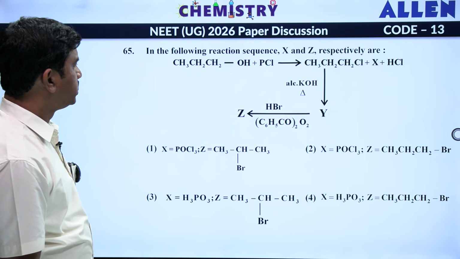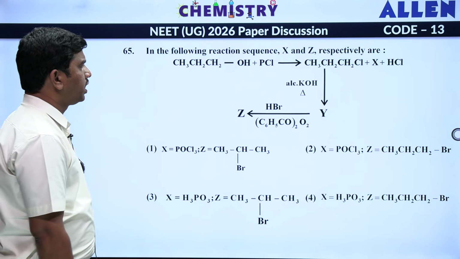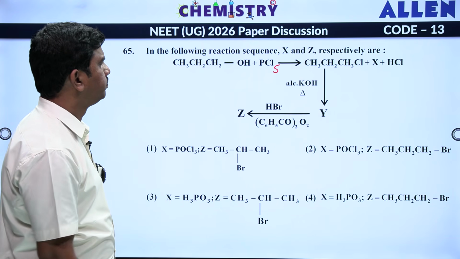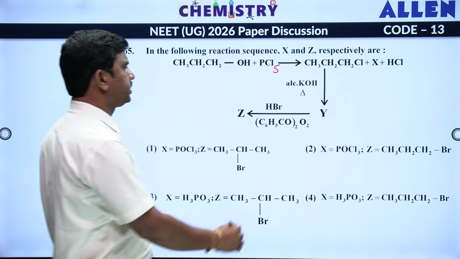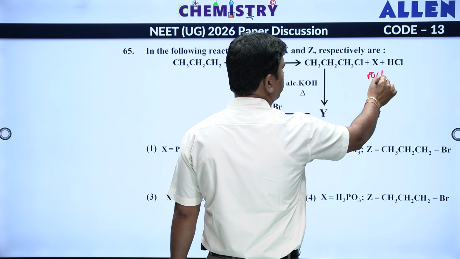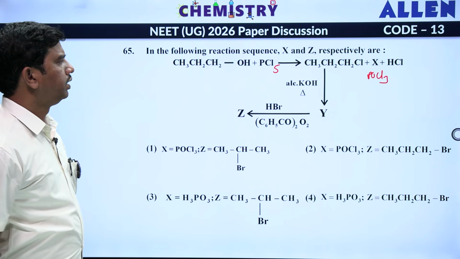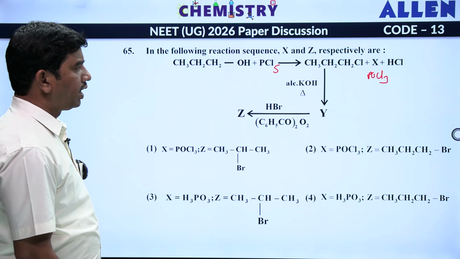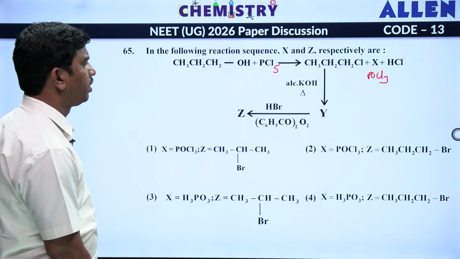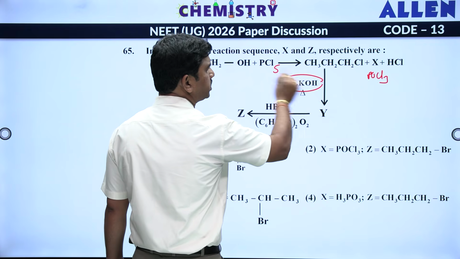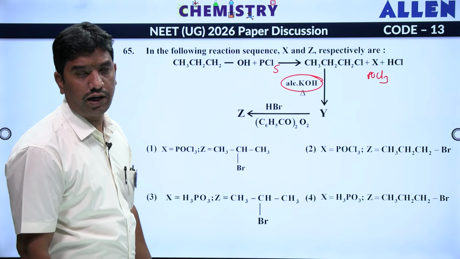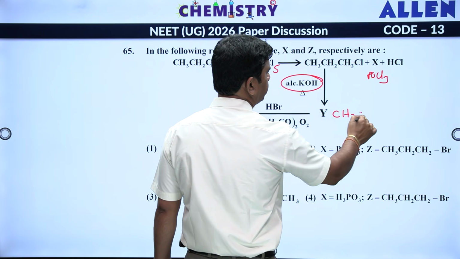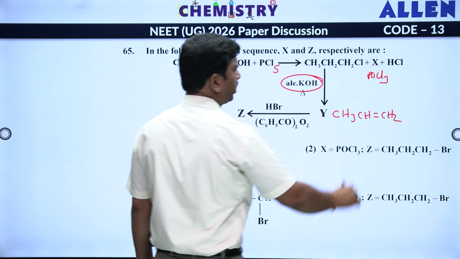Next one. This is another organic question. Ethyl alcohol reacts with PCl5 to give ethyl chloride, and X is POCl3 plus HCl. This is the second year alkyl chloride preparation question. When alkyl halides react with alcoholic KOH, elimination is possible, so you get propene here.